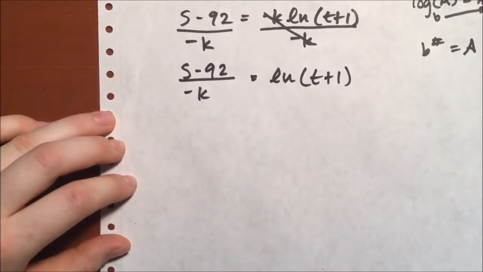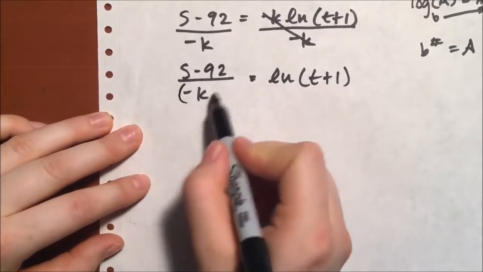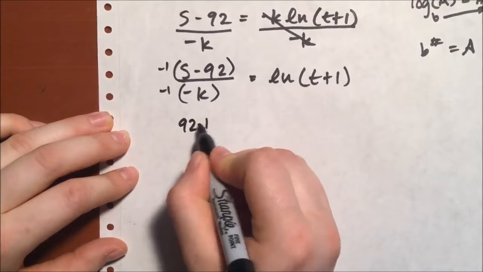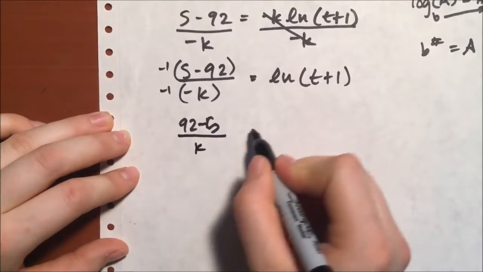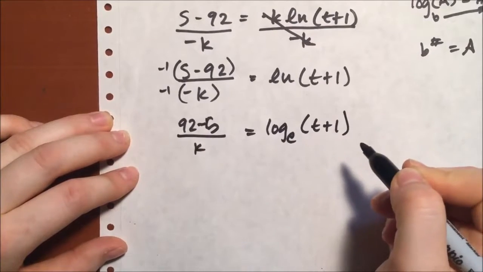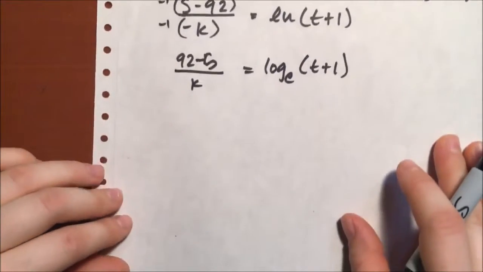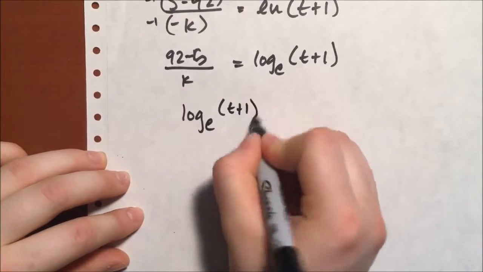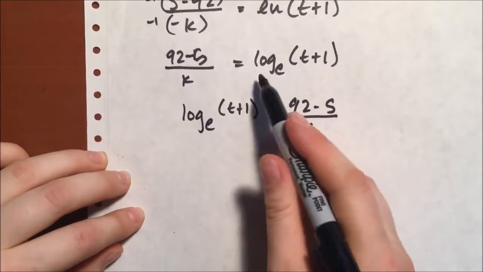Okay, so I'm going to change this to make it look a little bit better. I'm going to first use the building up technique just to get that negative out of my denominator. So it's 92 minus my positive s, all over k equals, and I'm just going to change that into the log form. So it's log base e of t plus 1. And just to make this look like my picture up there, I'll just switch them on the equation side. Okay, this is perfectly equal to that.